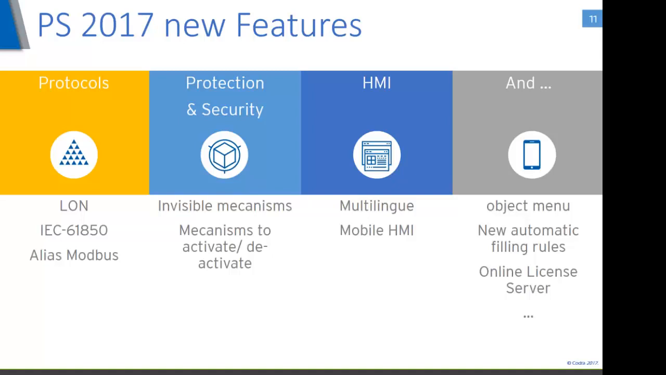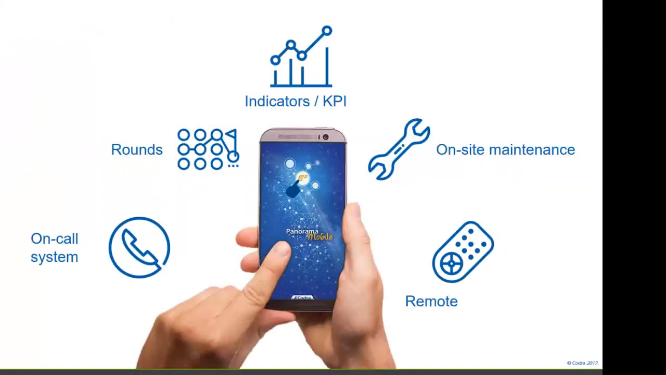Enhancement of the automatic filling rules with new functions. And of course, if you use the Panorama shared license provider in your installations, when your installation is big, please note that this shared license provider feature is now available as a cloud service. So it gives more flexibility and reactivity in license allocations and updates.